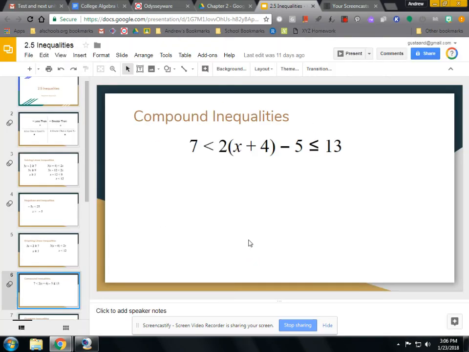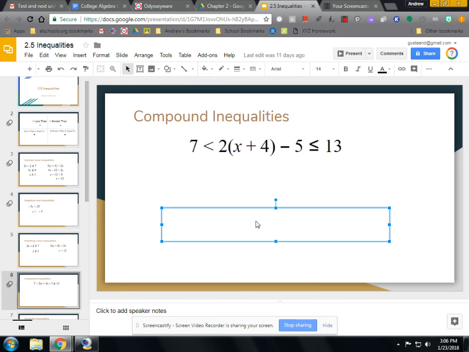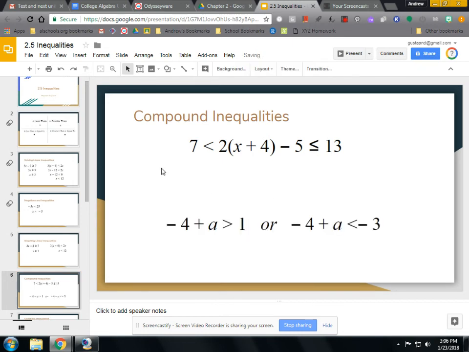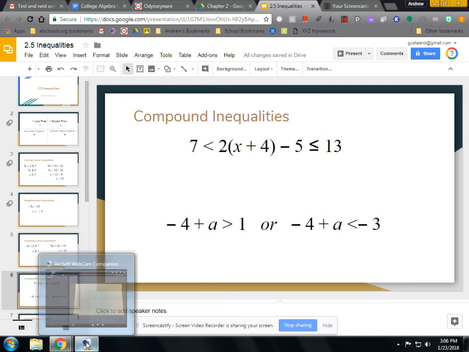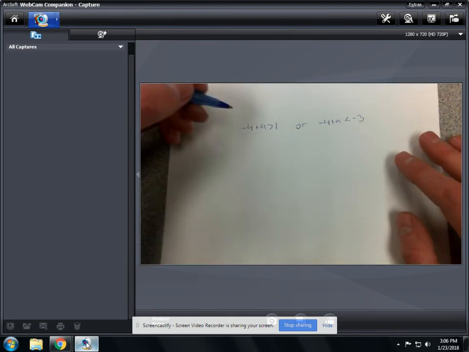So solving that is going to be done in kind of the same way. So I put that back up. Here we go. If we're solving that, we're really just going to solve each one separately. We've got negative 4 plus a is greater than 1, and we've got negative 4 plus a less than or equal to 3. So if I go back over to my document camera here, that's an a.